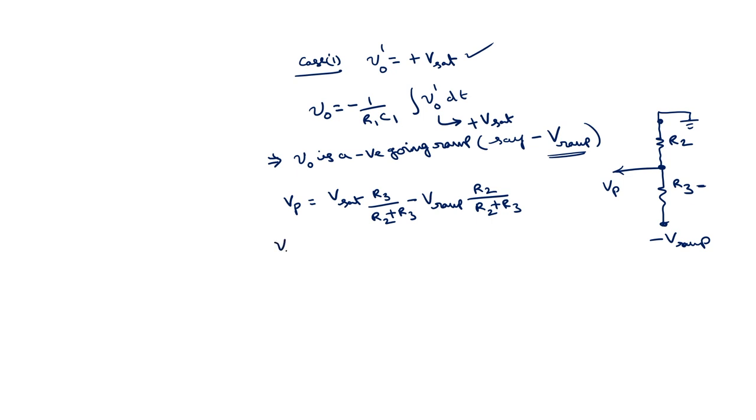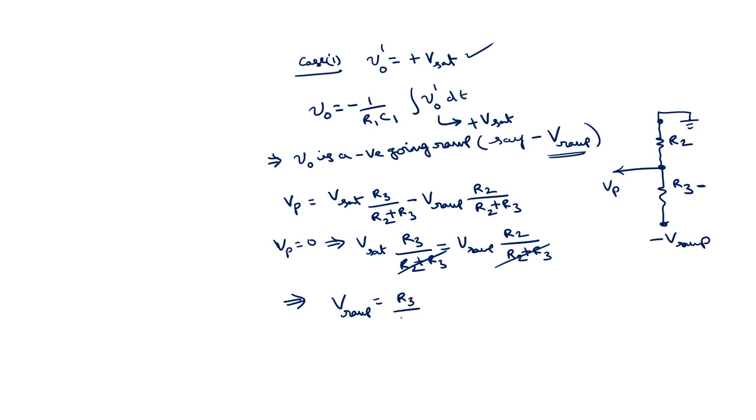Let us first assume that Vp is equal to 0. This implies, at what value of V ramp will we get Vp equal to 0? Vsat into R3 by R2 plus R3 is equal to V ramp into R2 by R2 plus R3. So these two will get cancelled. This implies V ramp equals R3 by R2 times Vsat. This is the voltage at which Vp becomes 0.